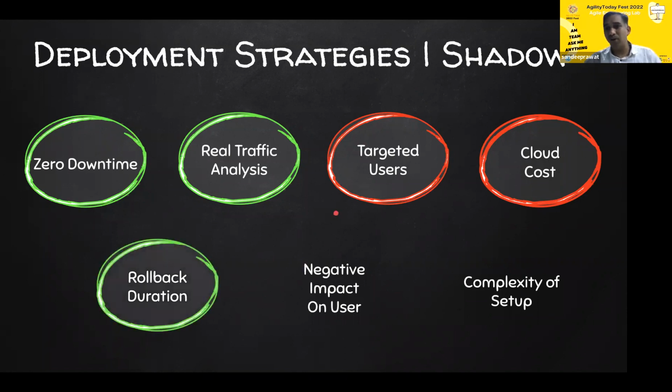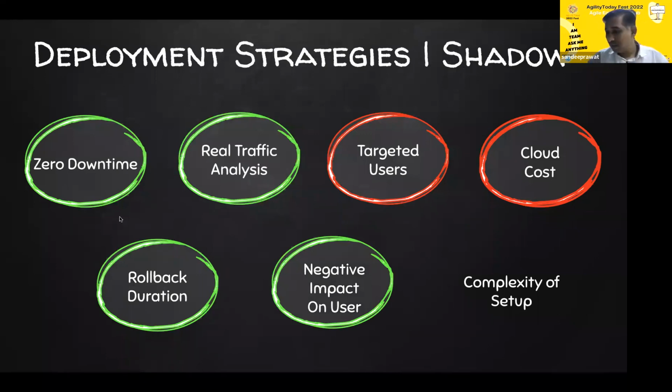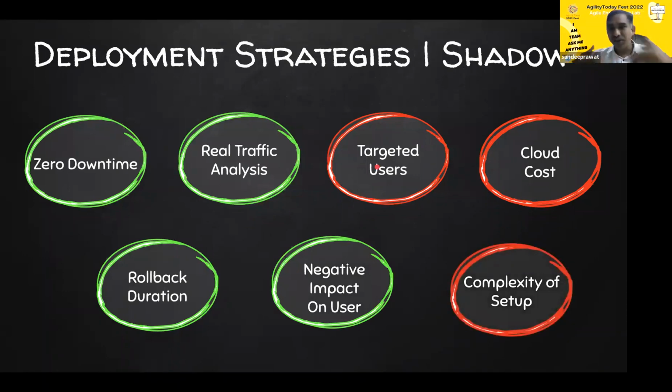Because unless you are sure the shadow is working fine, you are not moving forward, right? So you will actually not have any use case for rollback. Negative impact on user. There won't be any, because unless you are validating that everything is working, you are not moving forward. Complexity of setup. I think it would be there, probably yellow or red. Complexity would be there because you have a shadow, then you have to set up a system that will shadow the request. You have to do that additional stuff as well, right?